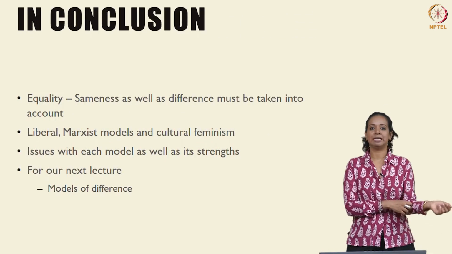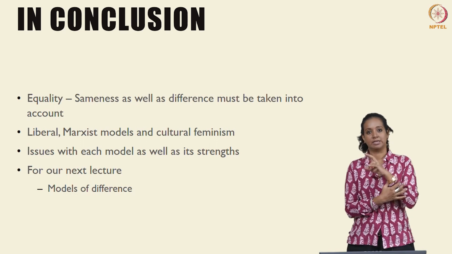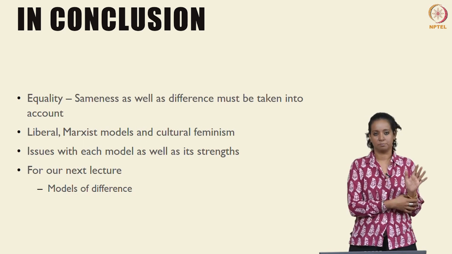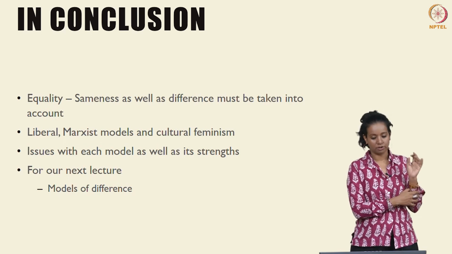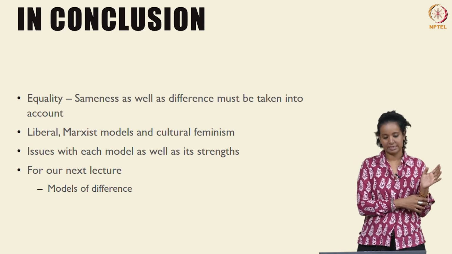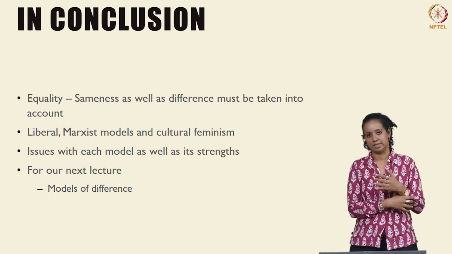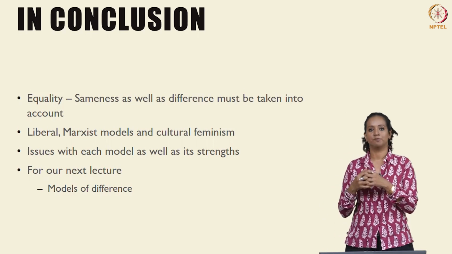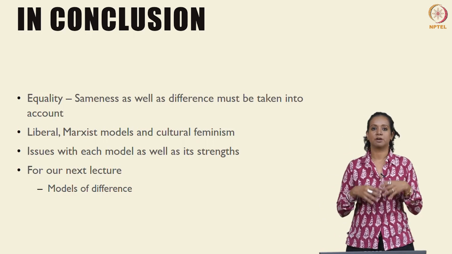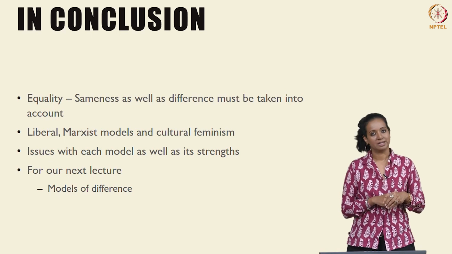In conclusion, in today's lecture, we have looked at equality as sameness as well as difference, taking into account multiple models of each. We have examined liberal, Marxist and cultural feminist models of these. We have looked at issues with each model as well as its strengths. For our next lecture, we will do the same thing with models of difference. Models of difference are far more varied, so keep these in mind as we go along. Until next lecture.